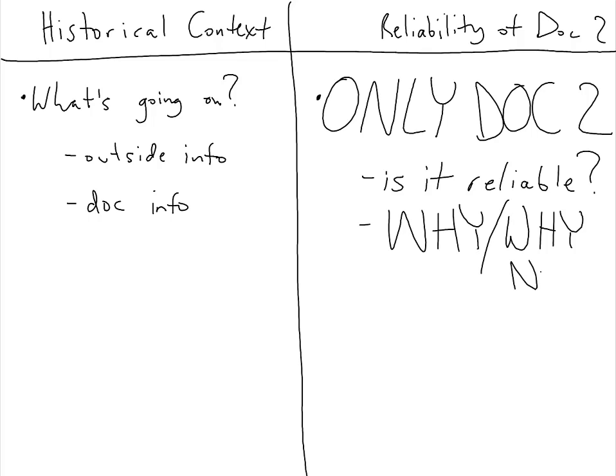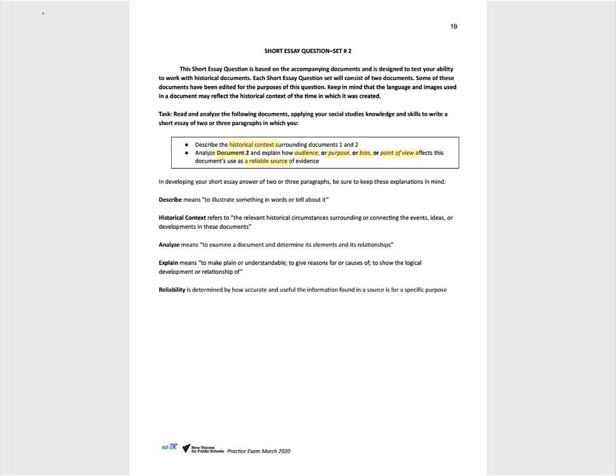So in general, this generic outline right here is going to be precisely how you approach the reliability of document 2 short essay, set number 2 on the exam. Last thing you'll be doing the day of the exam. So again, you have historical context, reliability based on one of these 4 elements. You do not want to be talking about multiple. You only want to choose one of these 4 elements.